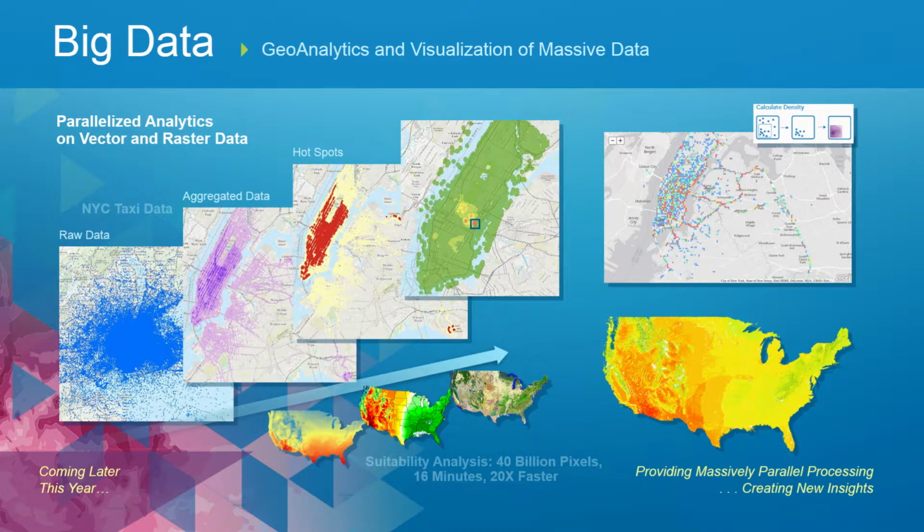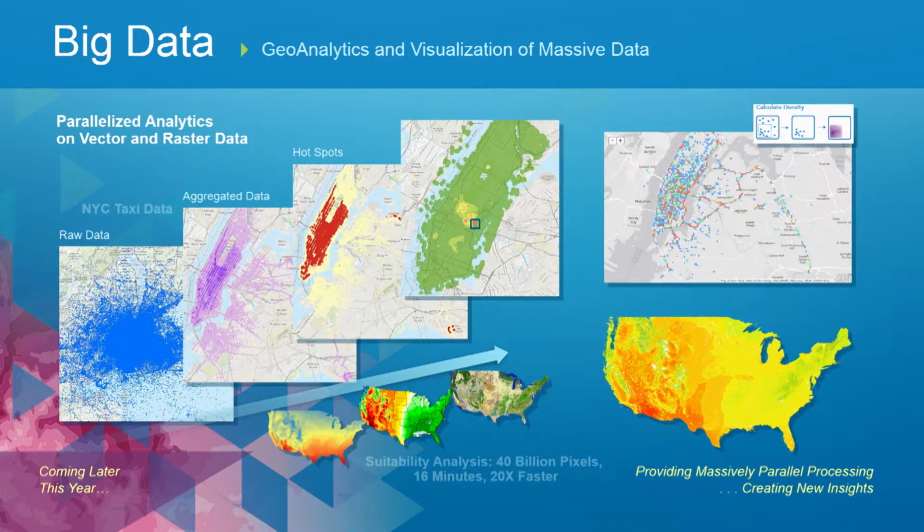Or on the bottom, I'll just call your attention to the same sort of thing going on in this multiple processor mini machines environment for raster data, where we're doing suitability maps with 40 billion pixels in under 16 minutes. This is sort of unheard of.